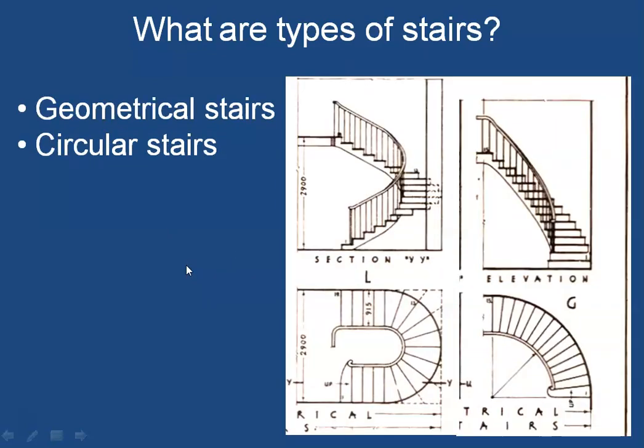Next type of stair is called a geometrical stair. These could be circular or any other type of geometric shape. Normally circular shape is the most commonly used. So as you can see here, this is a circular stair, and this is also a sort of circular stair. Now there is a difference between circular stair and spiral stair. In case of circular stair, there is a lot of space in between, and therefore this is called a geometric stair.